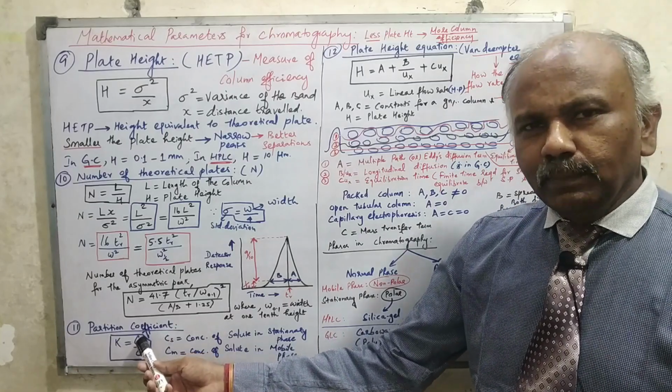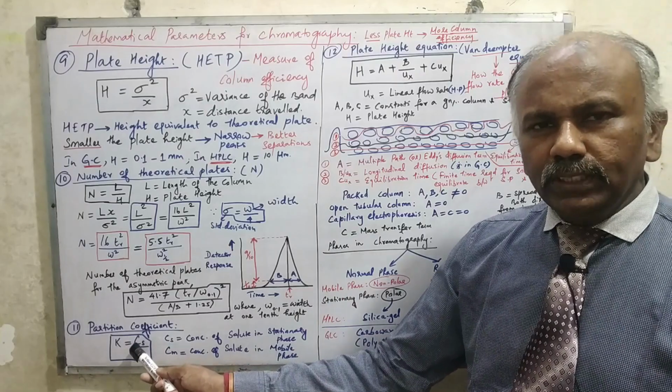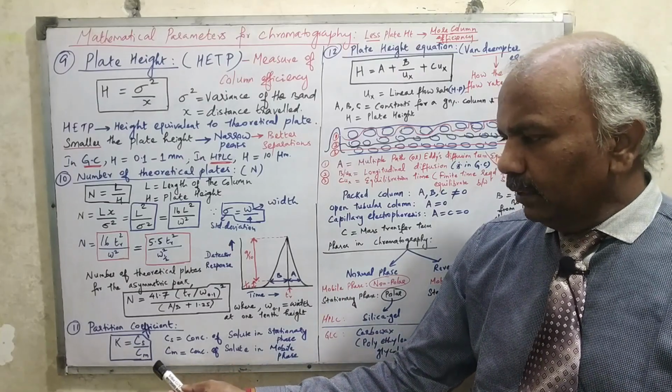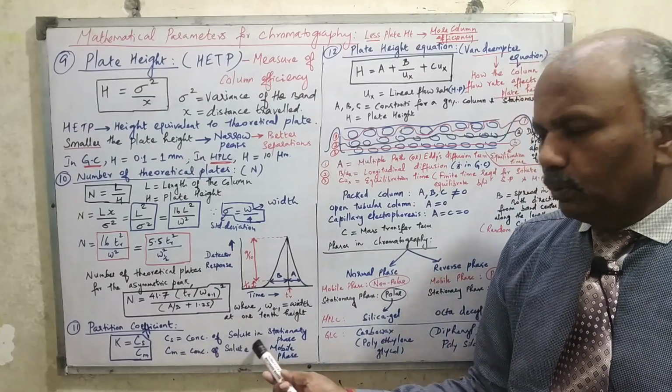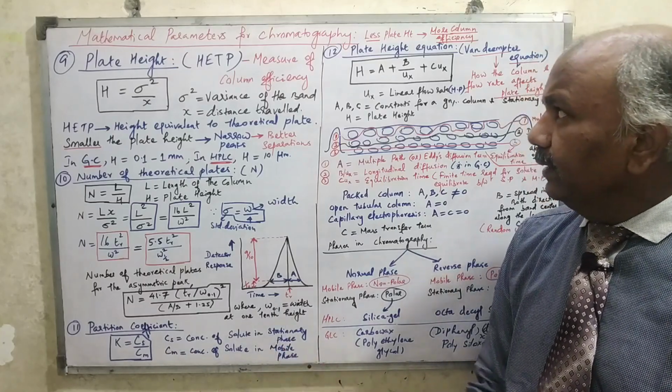Now coming to the next parameter, partition coefficient, we already discussed this partially. So partition coefficient K is equal to Cs divided by Cm, where Cs is the concentration of solute in the stationary phase and Cm is the concentration of solute in the mobile phase, right?